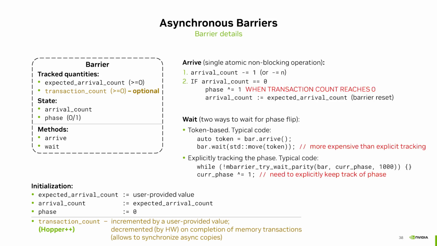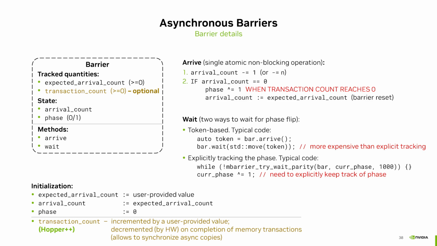Okay, now let's talk about arrive and wait methods. Arrive operation consists of 2 steps, which are, however, executed as one non-blocking atomic operation. So first, arrival count is reduced, typically by 1, but optionally you can give it another count. When it reaches 0, the phase is flipped, and the current arrival count is reset back to the expected arrival count, which allows us for barrier reusability. Note that when transaction count is involved, this only happens after transaction count reaches 0.